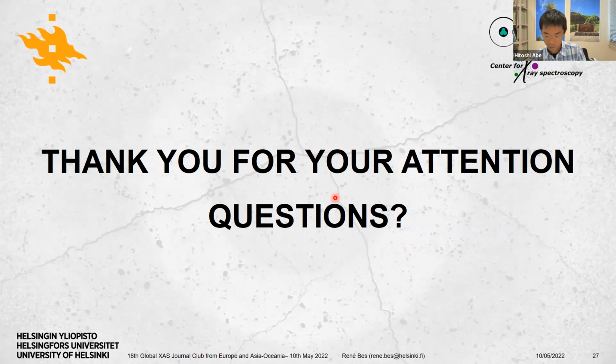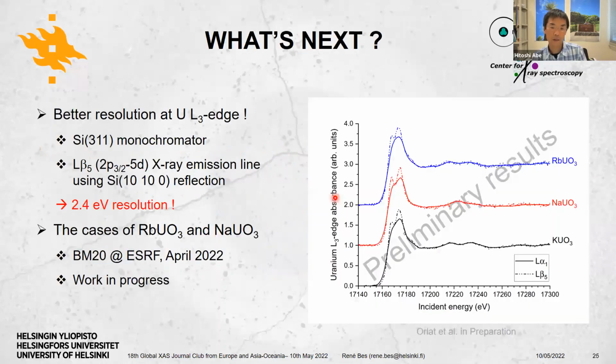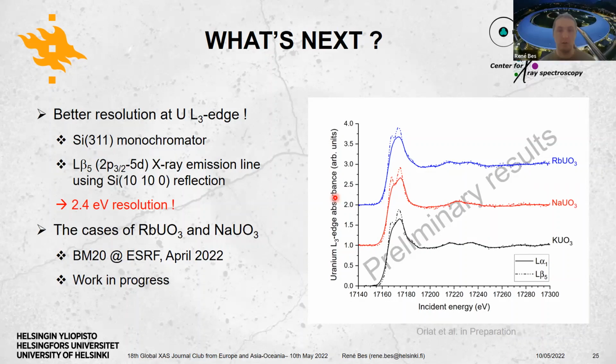Okay, so the last slide, the better resolution at L3H. So it means we can discuss directly comparing the white line peak and crystal field splitting, right? Yes, normally the difference in the position of these two peaks is directly the 10 Dq of the crystal field splitting of the d electrons.